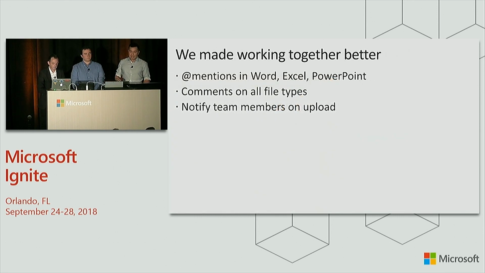So that's a look at how we've made working together better. In Word, Excel, PowerPoint, there are new ways to bring people into your document. You can make comments on all file types in OneDrive and SharePoint to get your work done. And we've made it easy for you to notify team members when you've put new content into a shared library, whether that library came from a SharePoint team site or from a Microsoft team.